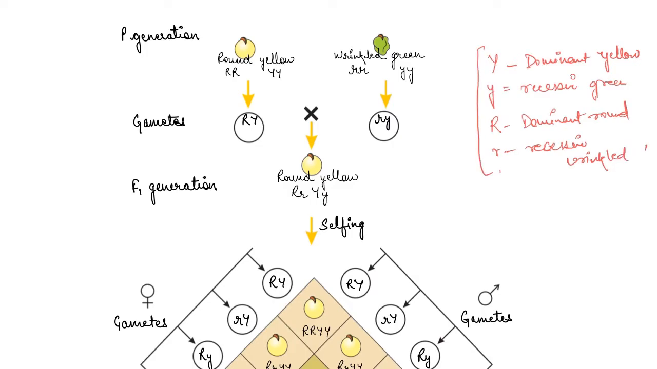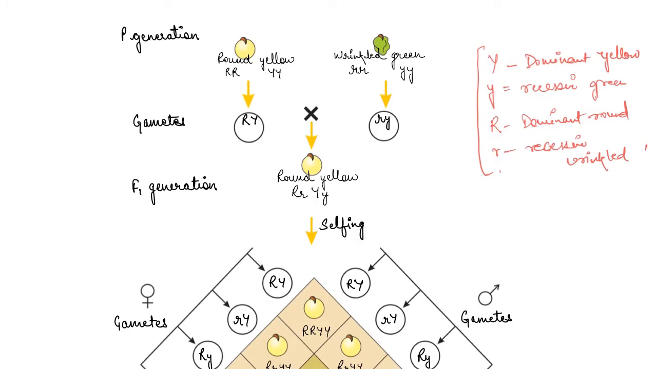So in the parent generation, he took a plant with round and yellow seed and another plant with wrinkled and green seed. Now, what kind of F1 generation did he find? If you see the gametes, both are dominant, so the dominant gamete of both: one round gamete and one yellow gamete. And then here both are recessive, so small r and small y, recessive wrinkled and recessive green.